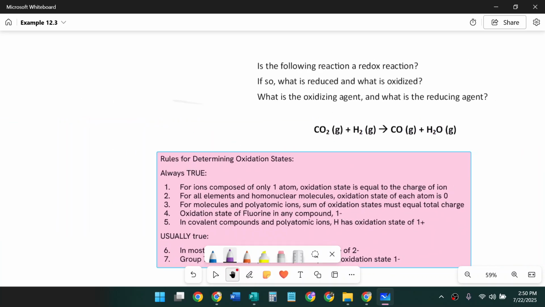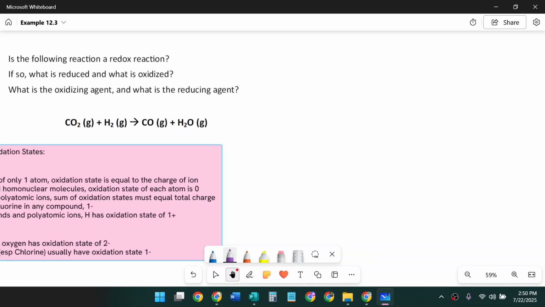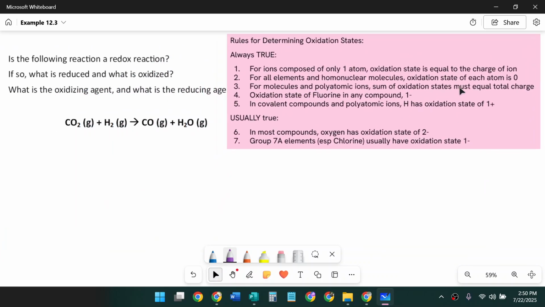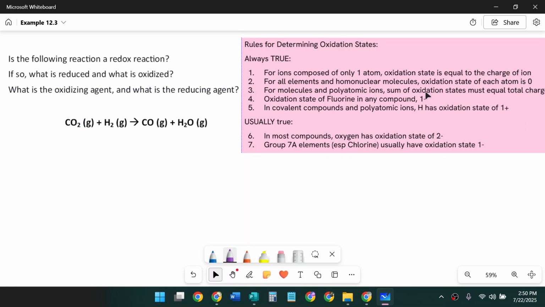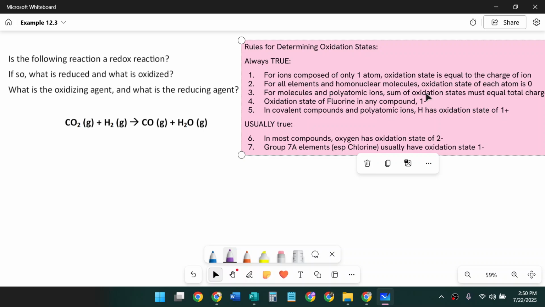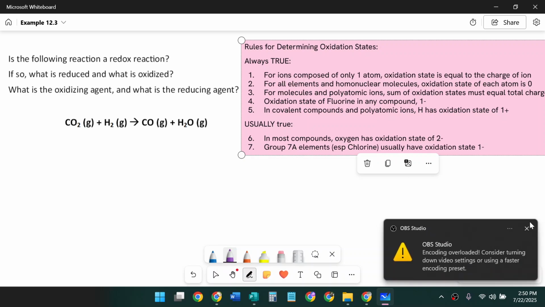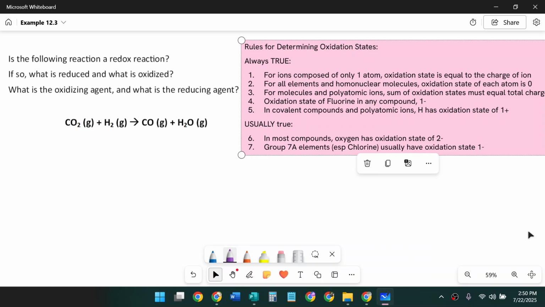Let's move our rules over here so we can keep track of them. All right, so our next one has carbon dioxide and hydrogen gas combining to form carbon monoxide and water in the form of water vapor. All right, so in the first one, we don't have anything that tells us about carbon, and the only one that tells us about oxygen is rule number 6. You can look through the other ones first. It's not composed of one atom. It's not just an element.